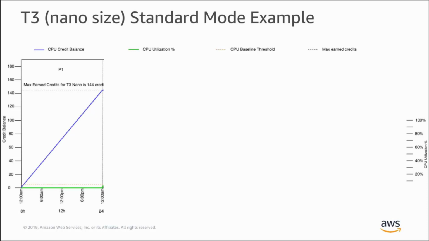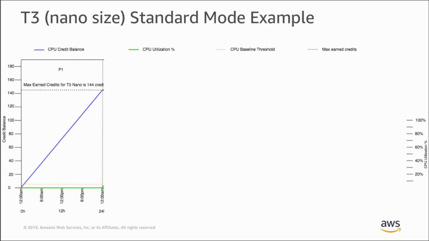So for the first one, the graph starts at 0 hours. The instance is launched as unlimited and immediately begins to earn credits. The instance remains idle from the time it is launched, so the CPU utilization is 0, denoted by the green line, and no credits are spent yet. So all unspent credits are accrued in what we call the credit balance. For the first 24 hours, the CPU credit usage is at 0, and then the CPU credit balance value reaches its maximum of 144 credits.